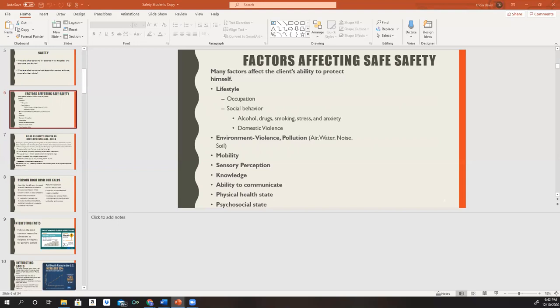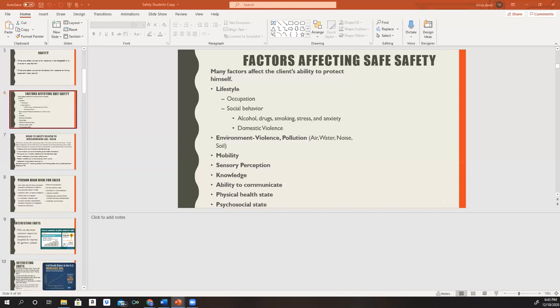Then you have your social behavior. Do you drink a lot of alcohol? Do you do drugs? Are you smoking cigarettes? Do you have a lot of stress? Do you have a lot of anxiety? And then you want to think about domestic violence too. What is your living situation like? Are you with someone who has a domestic violence problem? Are things at home just stressed with finances and not having enough money?